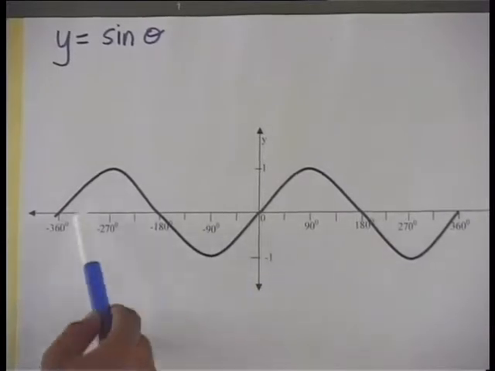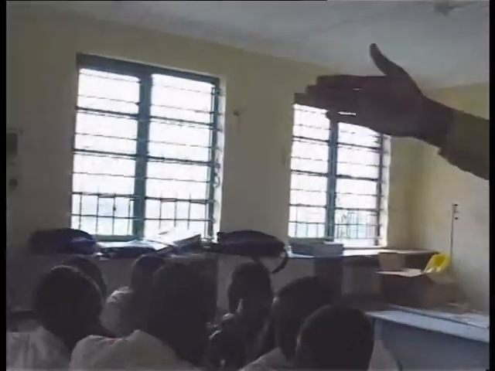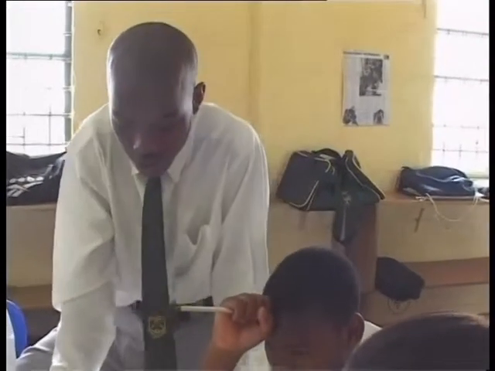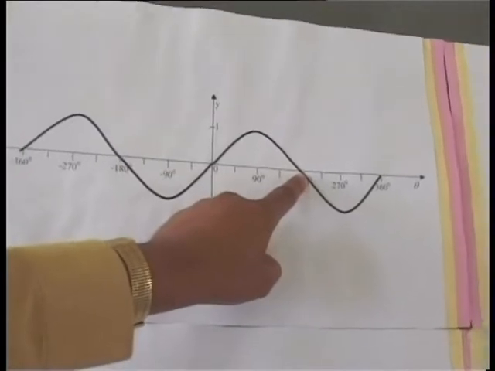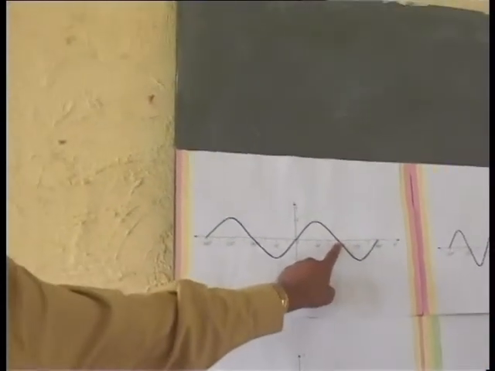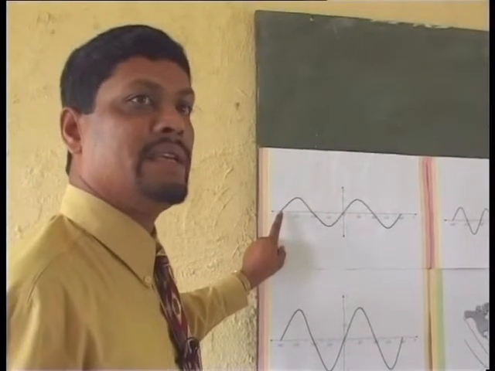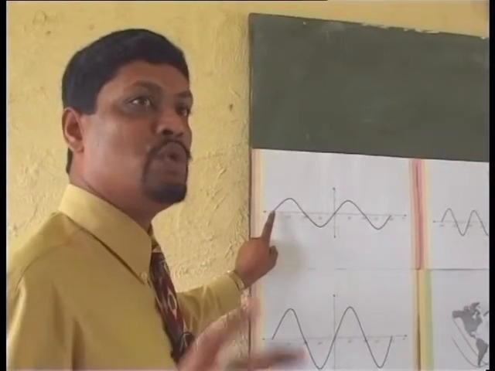Okay, where does this function cut the x-axis? Yes? Negative 180. And positive 180. And 0. But if we look very carefully, you'll find that this sine function also intersects the x-axis at two other points. Negative 360 and positive 360.